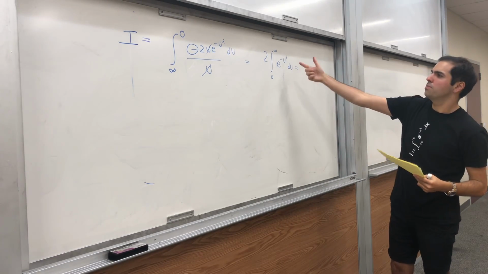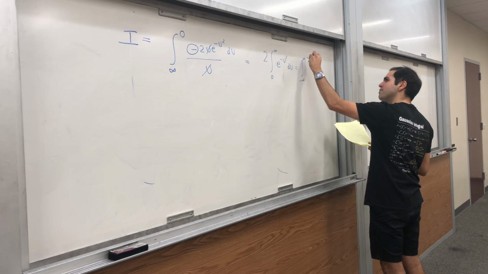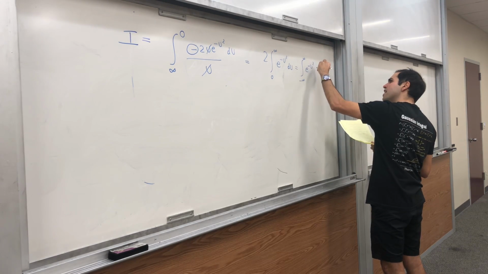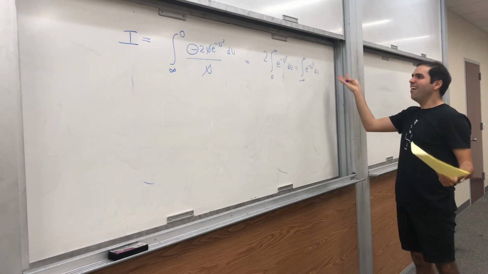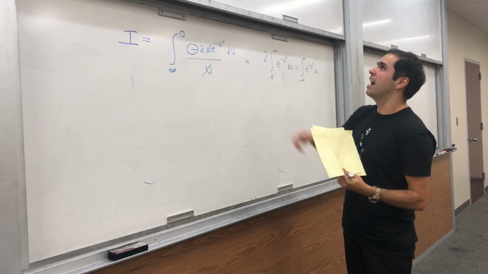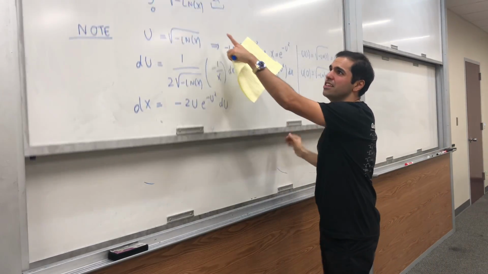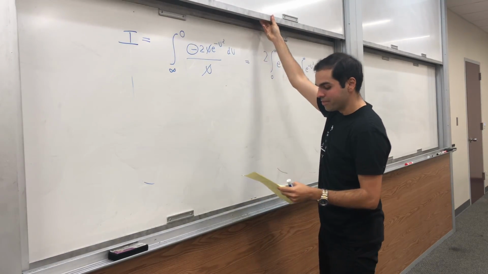And just by symmetry, you see that this equals the integral from minus infinity to infinity of e to the negative u squared du, which is our Gaussian integral. So if you evaluate this integral, then you also get the Gaussian integral.